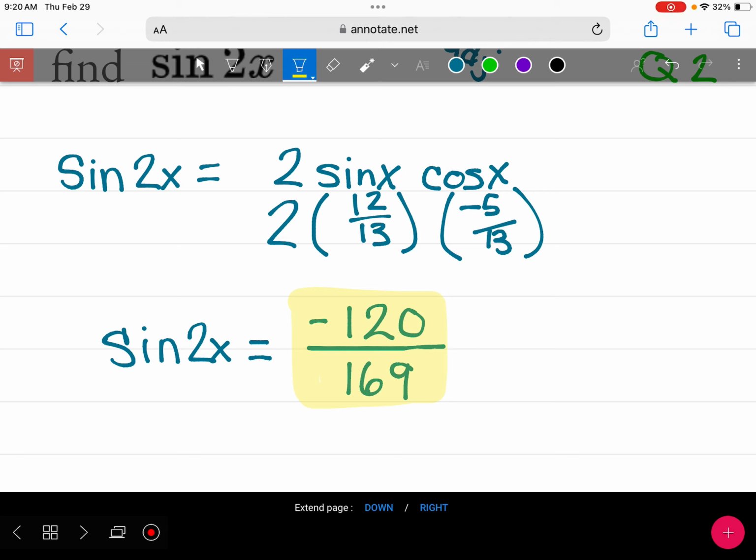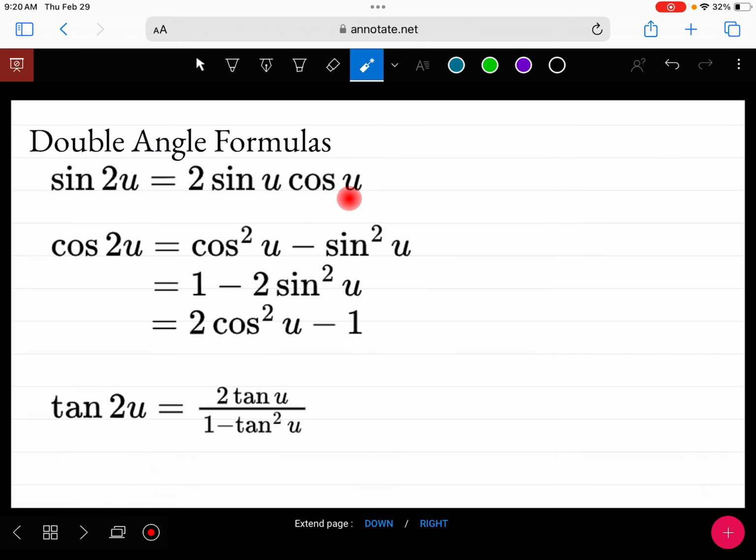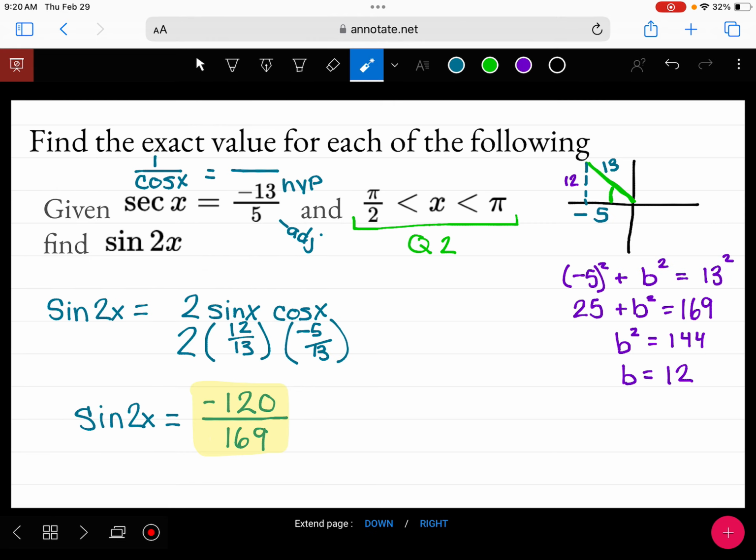Questions on that one? This guy? Like, why would you do that? We did that because of 2 sine u cosine u. Okay, so it's using the double angle formula. Since it was x, we just switched them to x's.